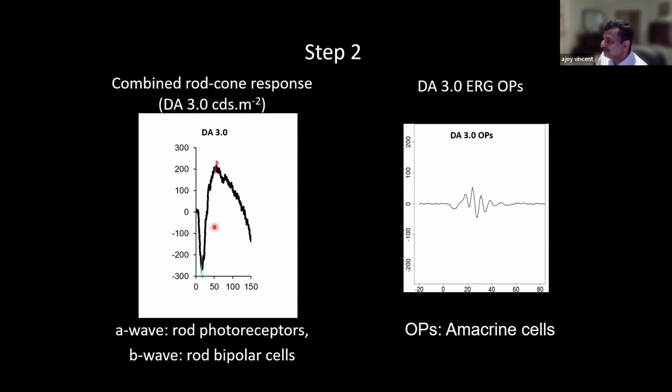On the top, if you look carefully, there are small wavelets on the ascending limb of the B wave, which are called the oscillatory potentials, whose origin is from the amacrine cells. And typically, these components are not commonly used in clinical practice. So we won't have much emphasis on the contribution of the OPs in today's lecture.